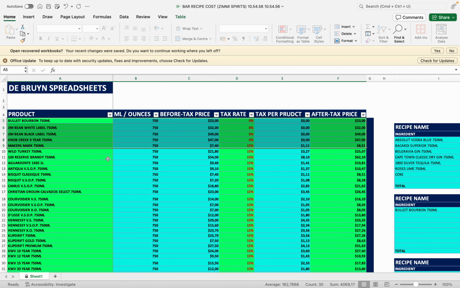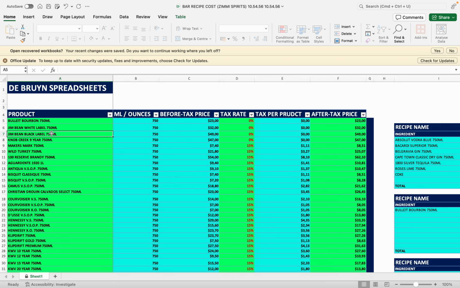Note that the first 4 columns are not locked. This is so that you can add your own inventory list to it. Another thing that is worth mentioning is the recipe cost will always pull the after-tax price, but not to worry. If you prefer using the before-tax price, then go to the 4th column named tax rate and insert 0. This will then not include the calculation for tax and will render the after-tax price to be exactly the same as the before-tax price.